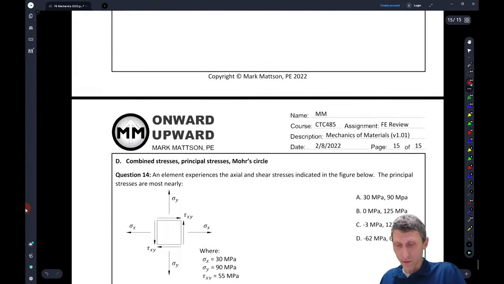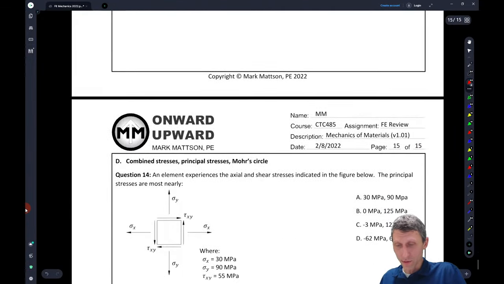And what do we get? We get basically what r equals. Well, it's going to equal this distance, let's call this x, times this distance y, squared. So r is going to equal the square root of x squared plus y squared, right? That's just basic Pythagorean's theorem. And we know that this sigma average has to be 60 megapascals. It's just halfway between 30 and 90.